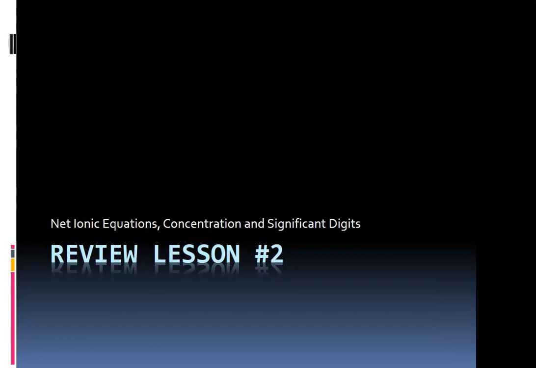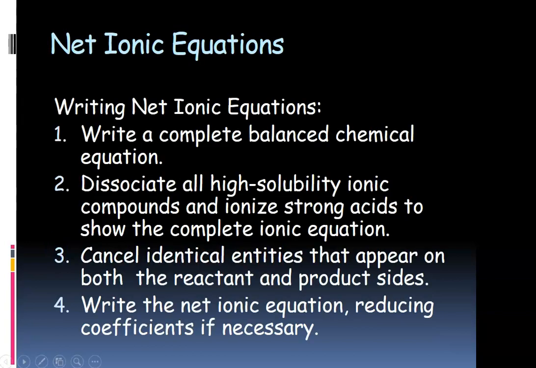When writing net ionic equations, the very first step is to write the balanced equation. Once that is finished, use the solubility table in your data booklet to determine which of the ionic entities will dissociate. Rewrite the equation with all soluble ionic compounds separated into their ions and the acids ionized. Any entities that are the same on both sides of the equation should be canceled out. Your final step would be to rewrite the equation to show the net ionic equation.